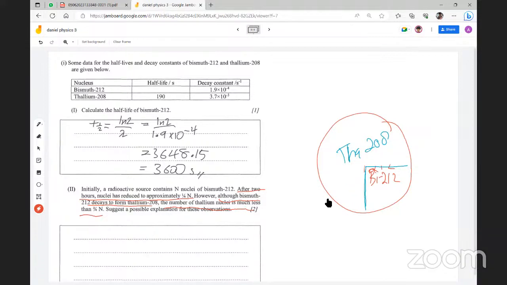Okay. So he says then, it's not 3/4. It's much less than that. Much less than 3/4. Right? Suggest a possible explanation. No? Now that is the real question. Can you understand the question? Do you need a hint for the answer?